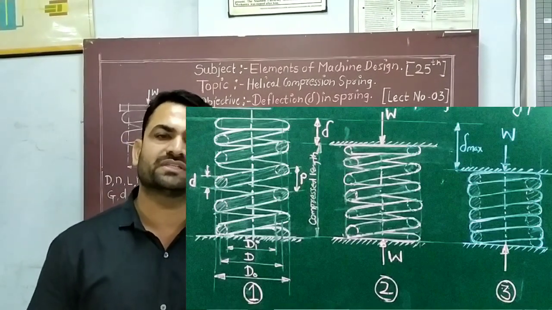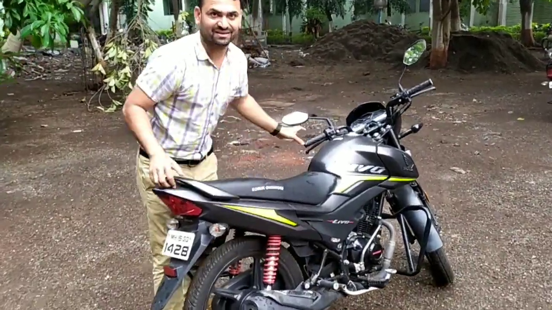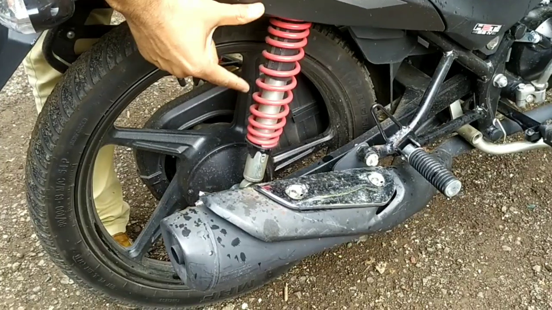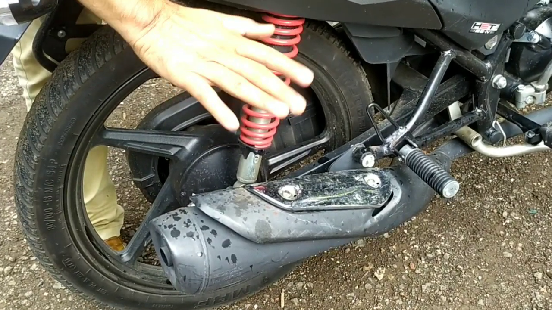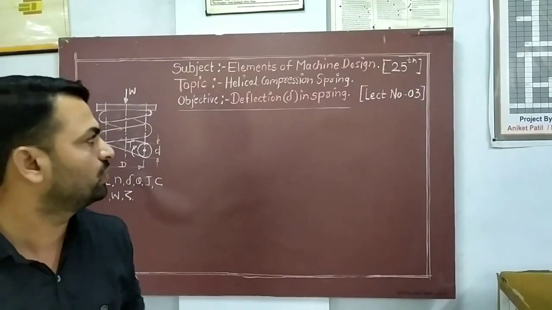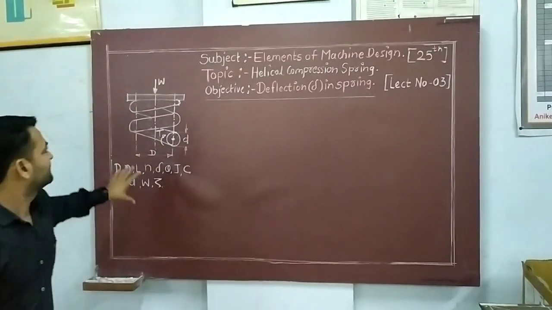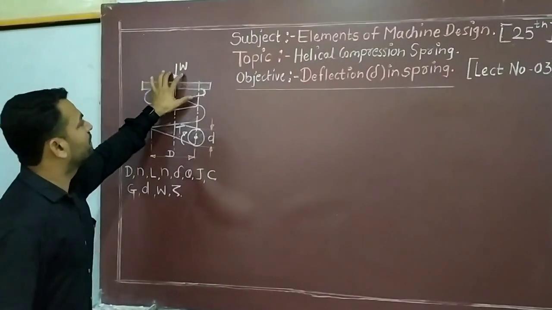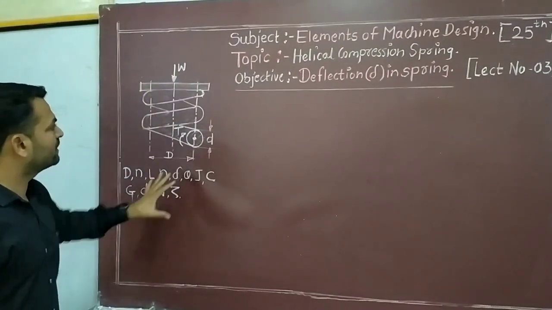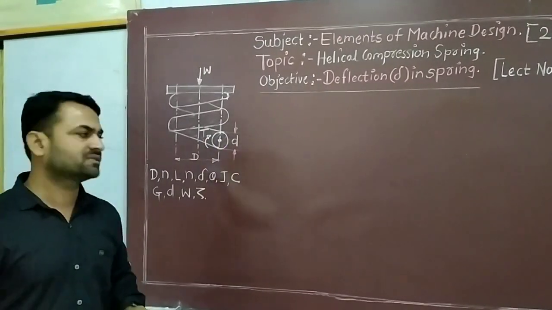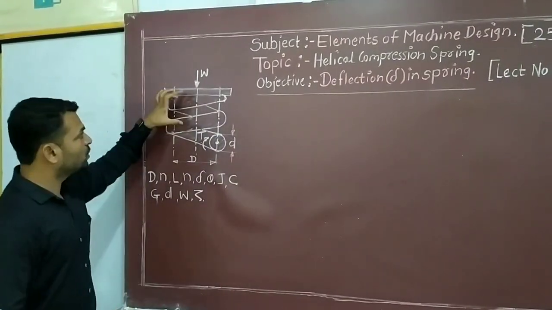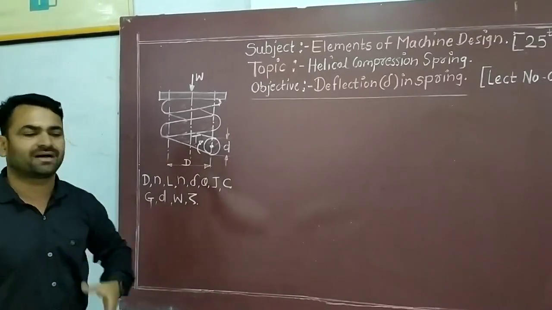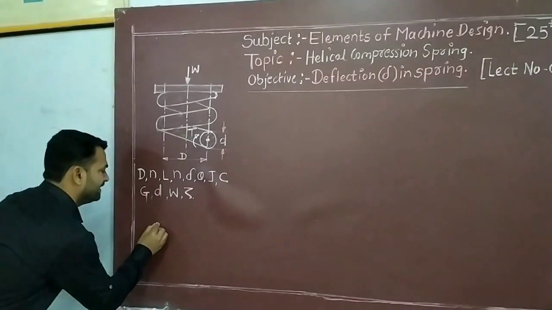In today's lecture we are going to discuss how to find the deflection in the helical compression spring, which plays a very important role while designing the spring and to calculate the number of turns required for the required loading condition. See here, this is a diagram. In this diagram you can see a spring which is loaded by load W. This is the normal nomenclature as we have already discussed. Due to loading, the spring is going to deflect and the deflection is denoted by delta.